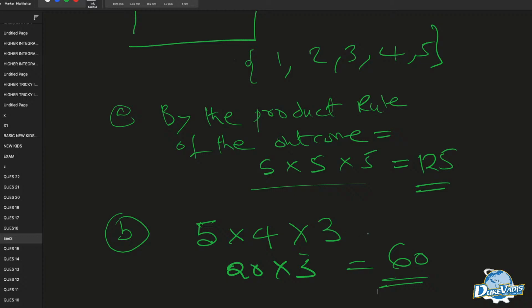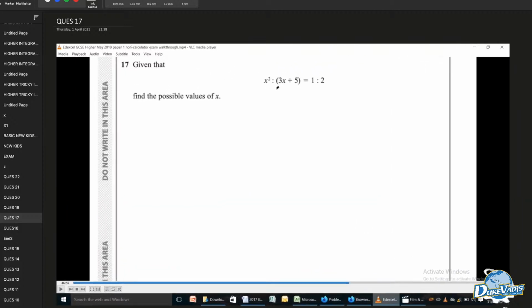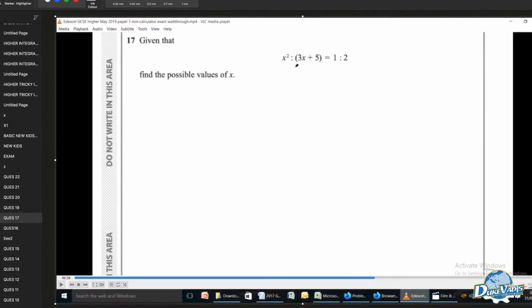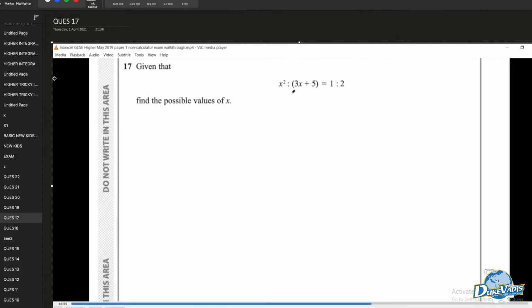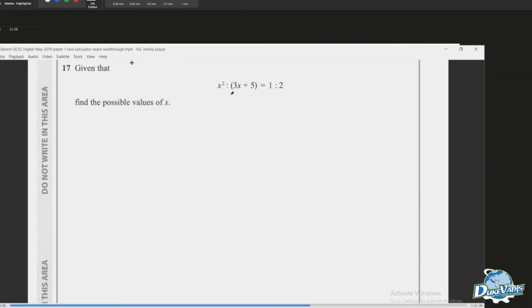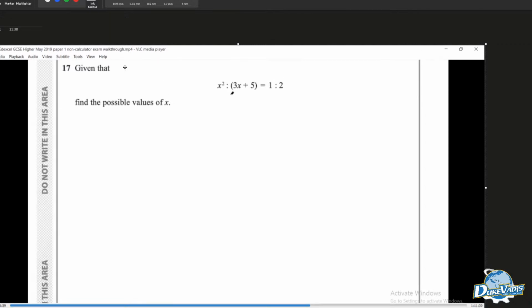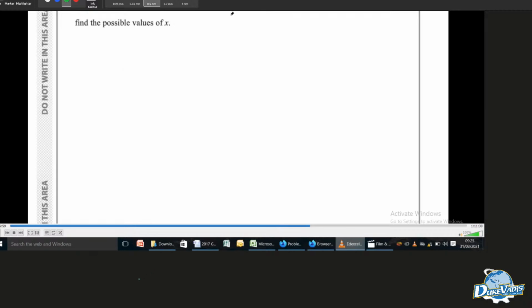Let's look at question number 17. All right, question 17. Okay, that's what question 17 says. It says given that x squared to 3x plus 5 is equals to 1 to 2. Find the possible values of x.